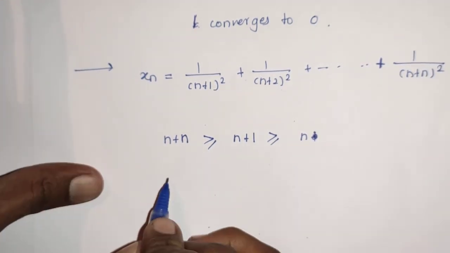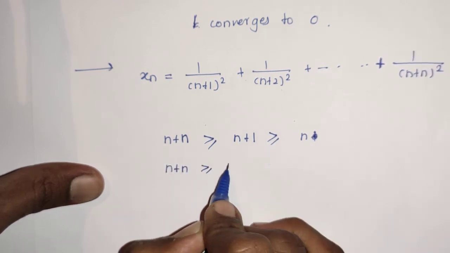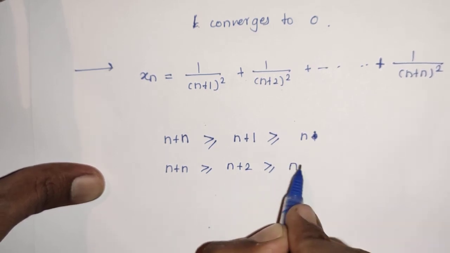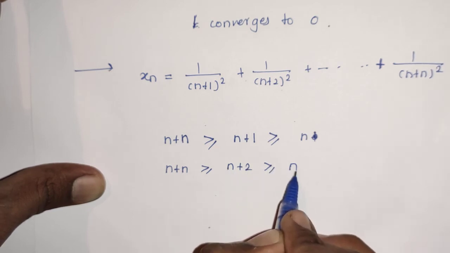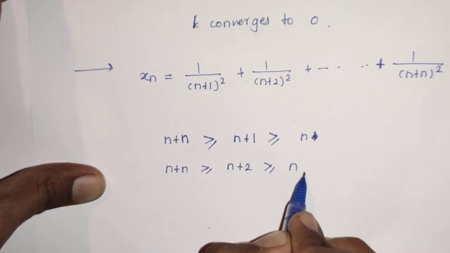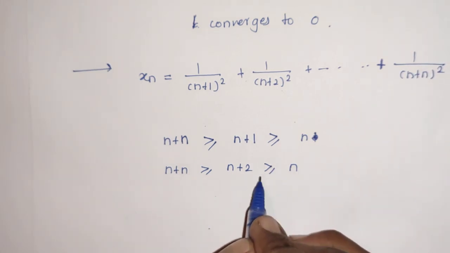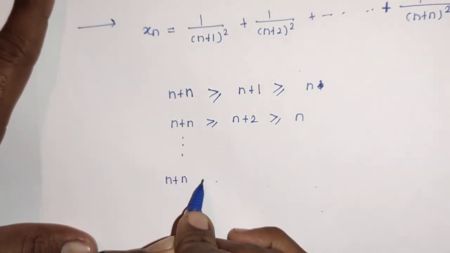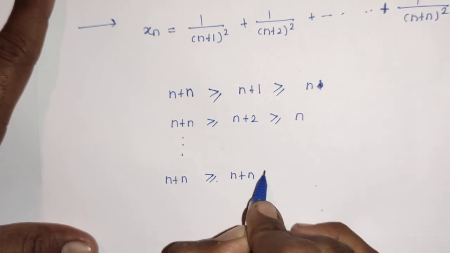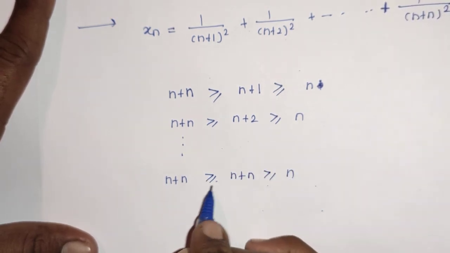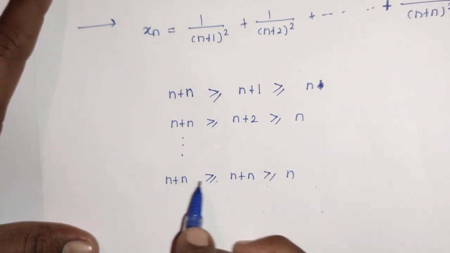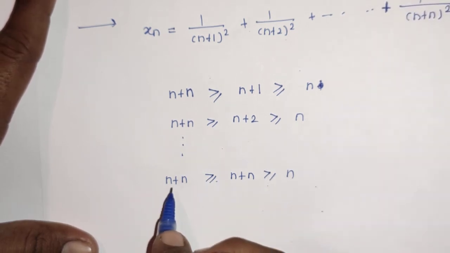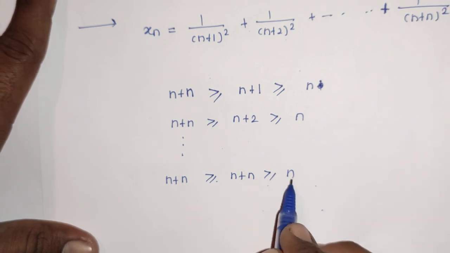Similarly, we can write n+n is greater than or equal to n+2, which is greater than or equal to n, because if we add 2 to n, that number is obviously greater than n. So n+2 is greater than or equal to n, and n+n is greater than or equal to n+2. Similarly, n+n is greater than or equal to n+n, which is greater than or equal to n.